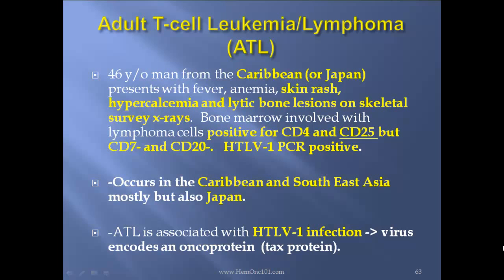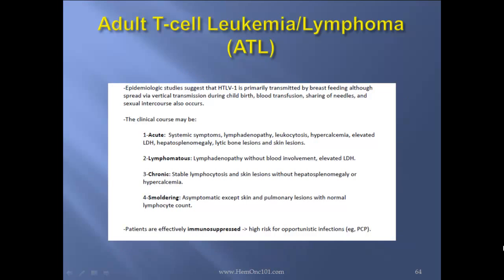HTLV1 PCR positive. This occurs in the Caribbean and Southeast Asia, but mostly also in Japan. Adult T-cell leukemia and lymphoma is associated with HTLV infection. The virus encodes an oncoprotein called the TAX protein. Epidemiologic studies suggest that HTLV1 is primarily transmitted by breastfeeding, although spread via vertical transmission during childbirth, blood transfusions, sharing of needles, and sexual intercourse have been reported as well.